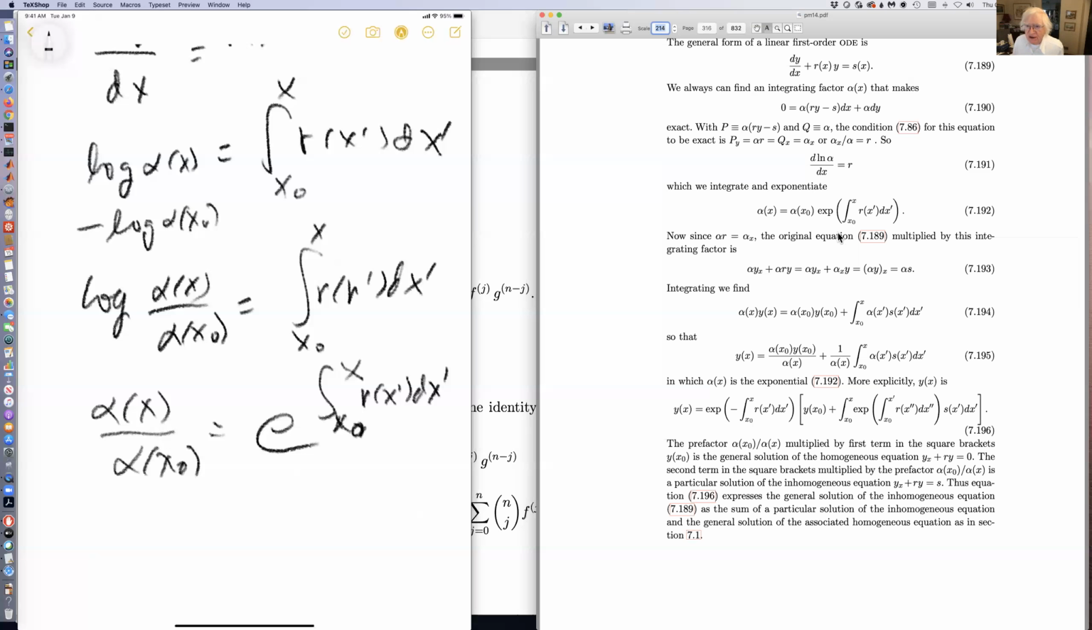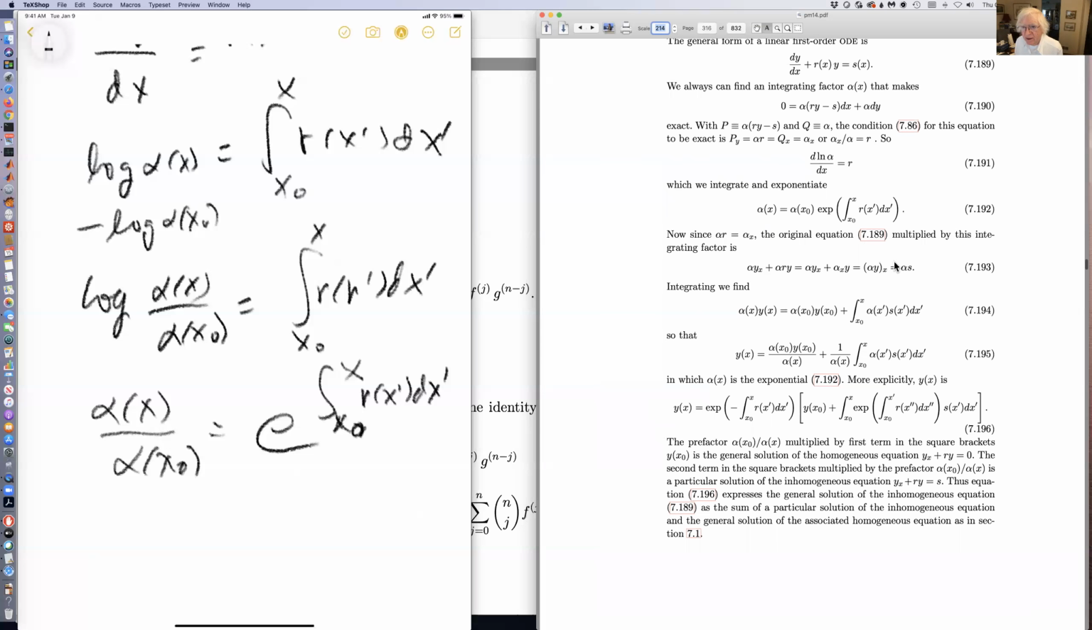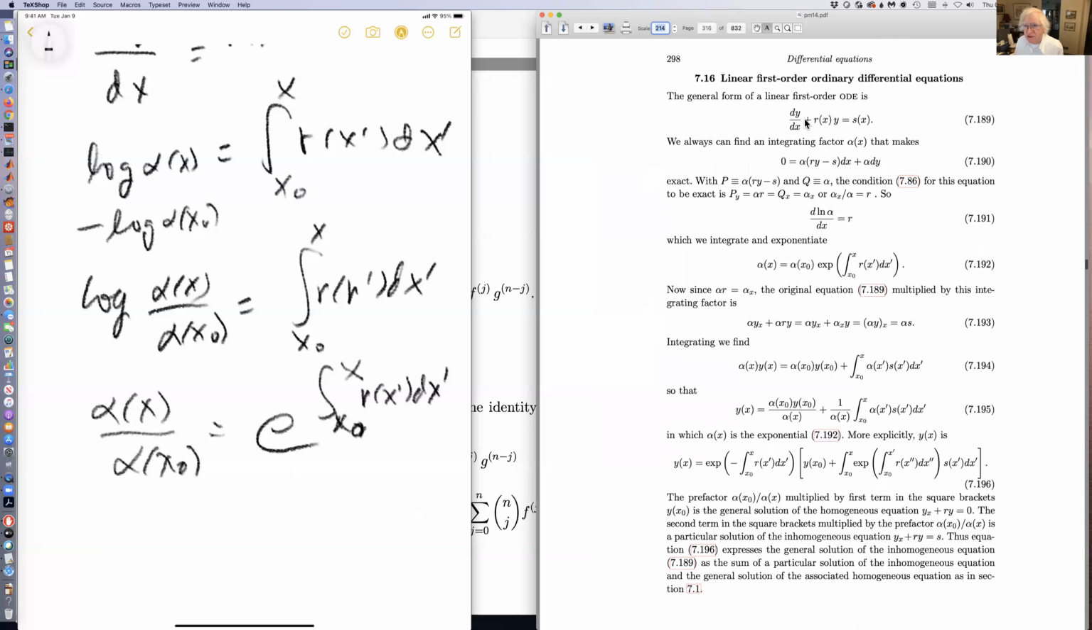So now that we've got the integrating factor, we have alpha r is alpha_x. And so the original differential equation, which was y_x plus ry equals s, when you multiply that by alpha, what you have is alpha y_x plus alpha ry is equal to alpha s. And now on the other hand, alpha r is, I'm sorry, I've got this backwards or something. Alpha r is alpha sub x. So this is alpha sub x, in other words, the x derivative of alpha.